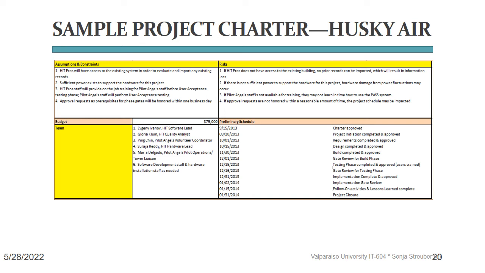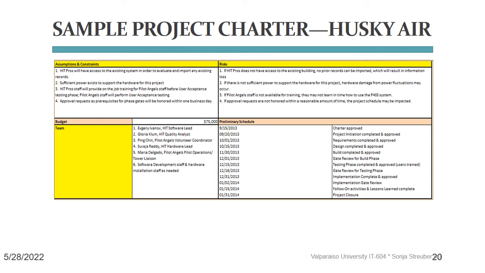Then on the bottom right side of the screen, we have the preliminary schedule. The preliminary schedule typically outlines the major milestones in the project schedule. Here we're seeing, for example, charter approval. We're seeing a design completion. We're seeing implementation complete and approved. We're seeing gate reviews here, which are project phase end reviews and approvals by, you guessed it, the project sponsor. And then finally, project closure.